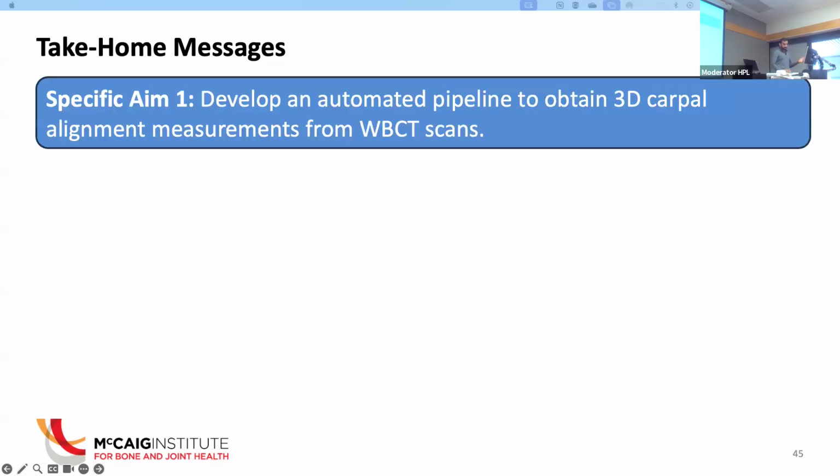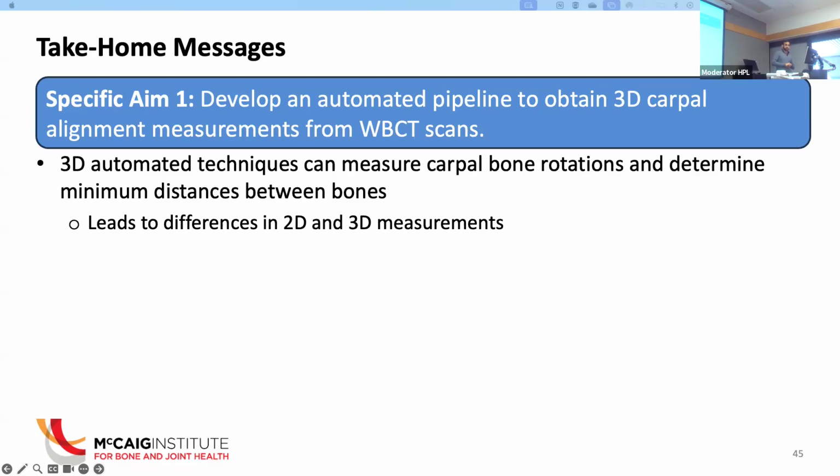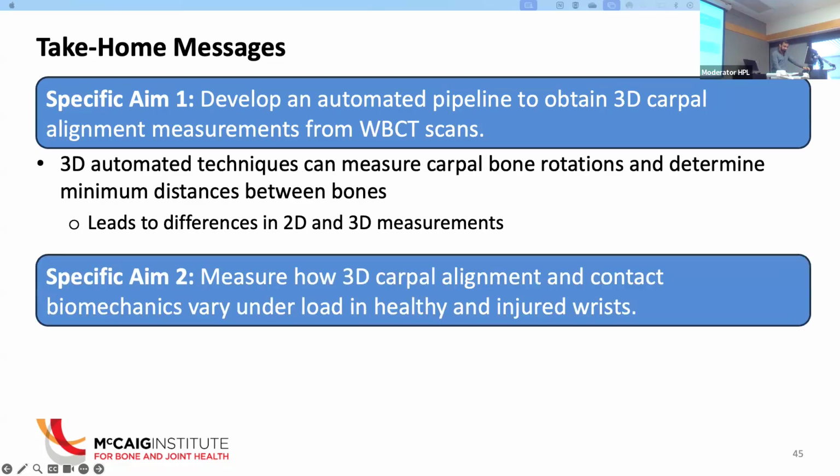So just to summarize what I've been talking about here. So first off, I developed an automated pipeline that can automatically measure carpal alignment measurements that are normally limited to manual measurements on 2D radiographs or CT slices. We did see slight differences in measurement techniques, as that 3D technique is better able to measure carpal bone rotations and automatically identify those minimum distances between bones, which helps us understand how bones shift towards one another.